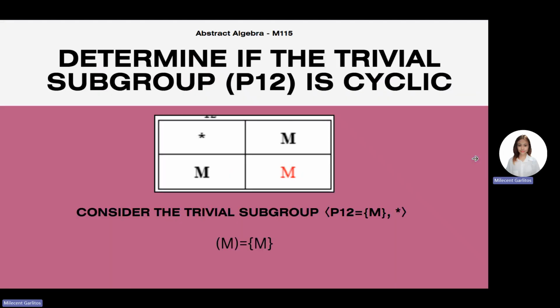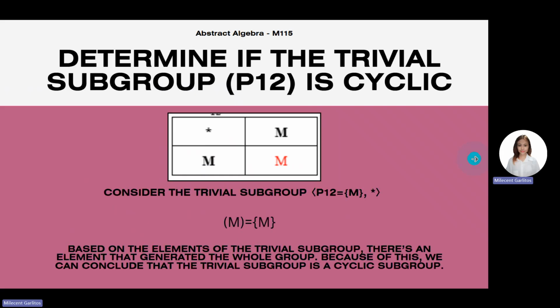Now, determine if the trivial subgroup P sub 12 is cyclic. So consider the trivial subgroup P sub 12, which is the set of M under binary operation star, and M generates M. So based on the elements of the trivial subgroup, there's an element that generated the whole group. Because of this, we can conclude that the trivial subgroup is a cyclic subgroup. Yes, we can see in here that the element M generated itself. So therefore, it is a cyclic trivial subgroup because it generated the whole group under the trivial subgroup P sub 12.